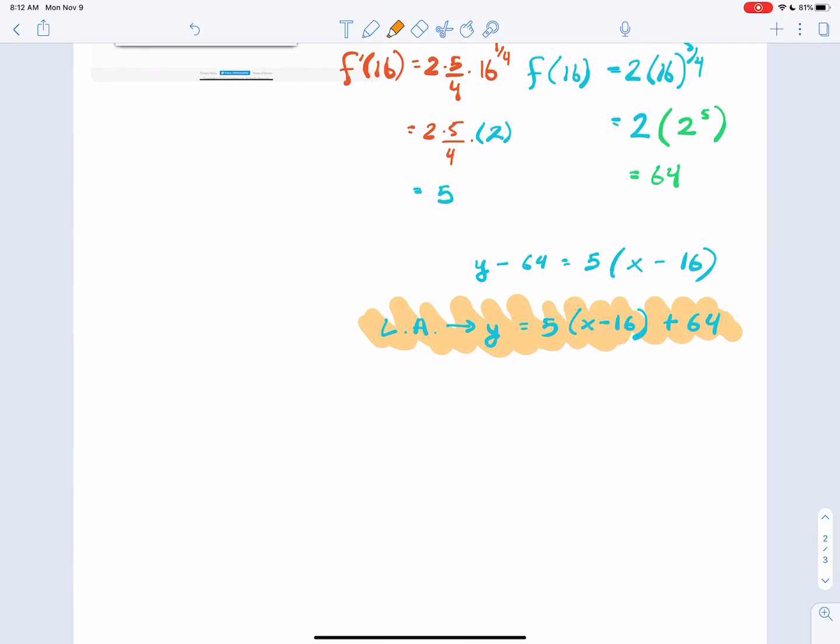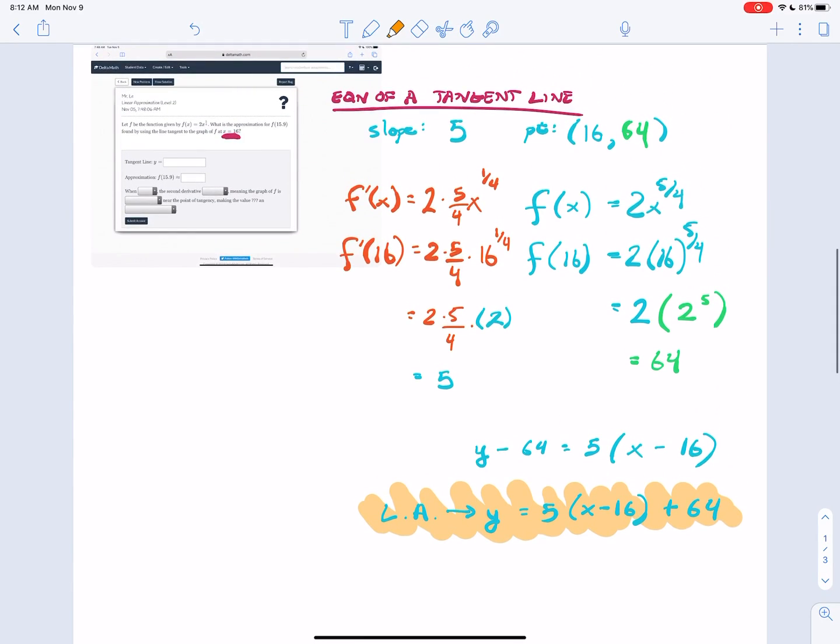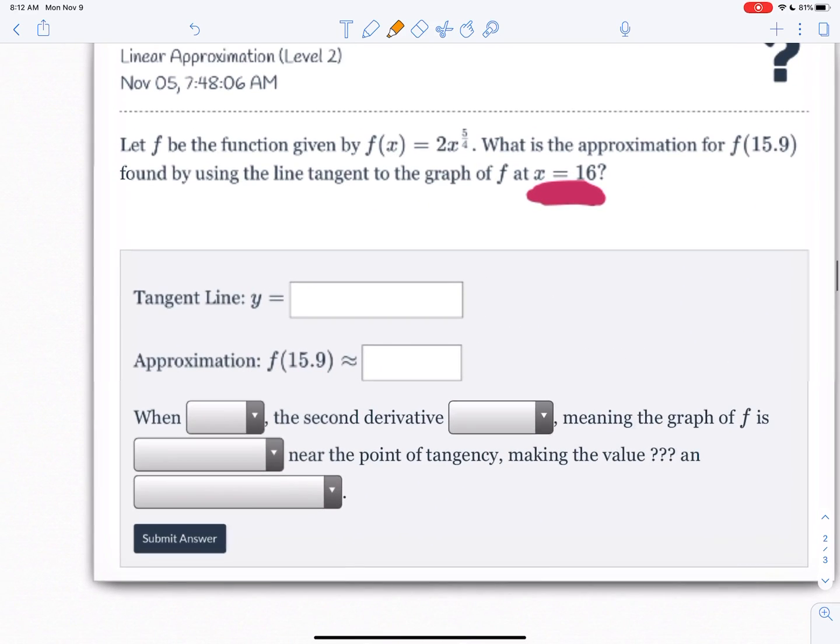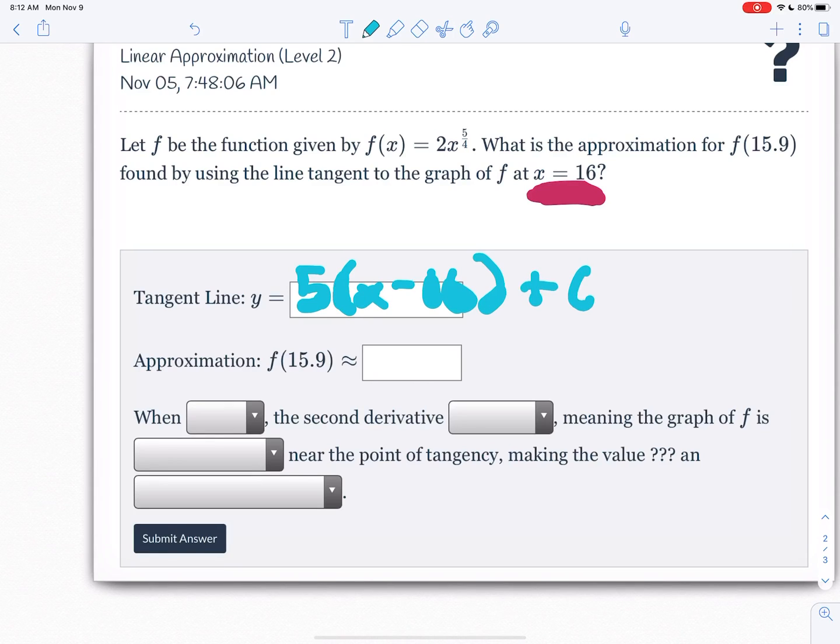Okay? So there's a little insert right there for your tangent line. You're going to go ahead and write y equals 5 x minus 16 plus 64.